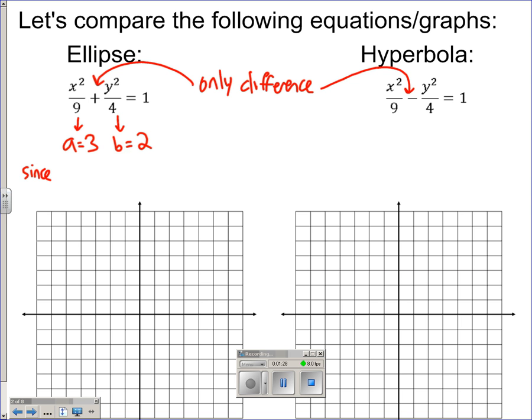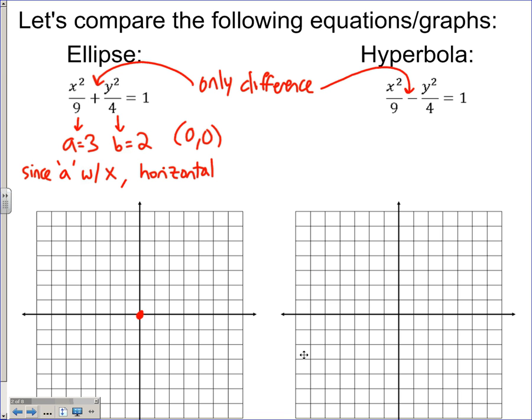Since a is with x, it's a horizontal ellipse. Okay, and our center, there's also no shift on either our x or our y. So our center is 0, 0. So if we go ahead and graph this, we can plot our center. Okay, and we can do our a value to the left and right, so 3 in either direction. We'll get those 2 points. We can do our b value up and down, so 2 in either direction from the center. And for an ellipse, we just take these points and we connect them with a nice curve.